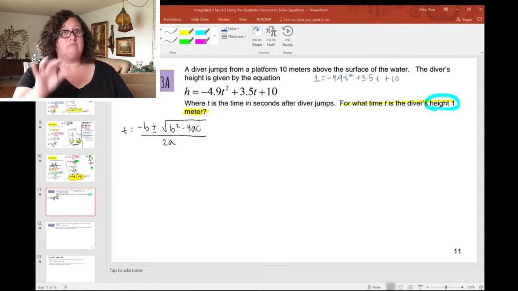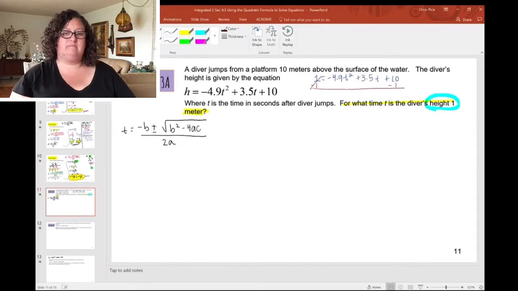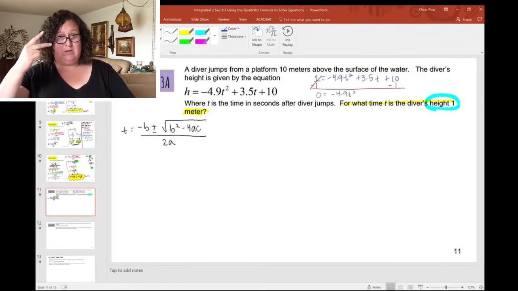Keep in mind that the equation needs to be in trinomial or standard form. So subtract 1 from both sides, and that's going to give us 0 is equal to negative 4.9 t squared plus 3.5 t, and 10 minus 1 is 9.